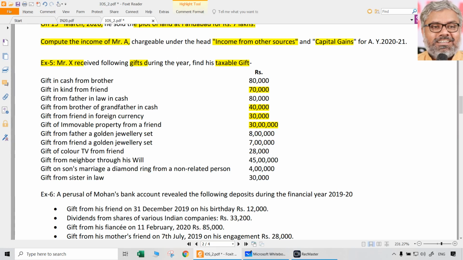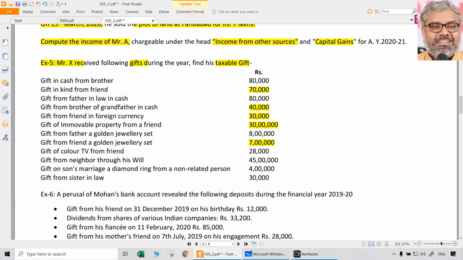Gift from father, golden jewelry set, no, not taxable. Why? Because father is a parent, parent or lineal ascendant means relative. Gift from friend, a golden jewelry set, fully taxable. Jewelry is a property. Gift of color TV from friend, not taxable, even though it is received from friend. Why? Because it is not property. Is color TV a property? Under the definition of property, no. It is a personal effect. It is not taxable because it is not property.